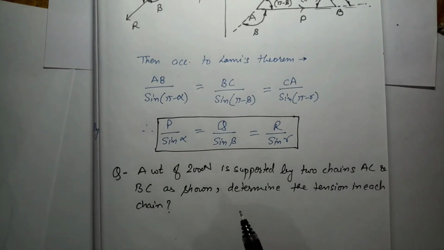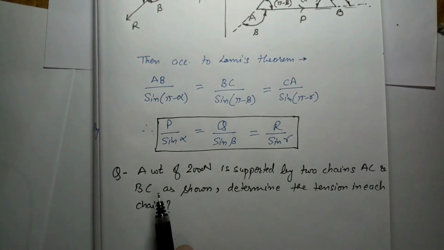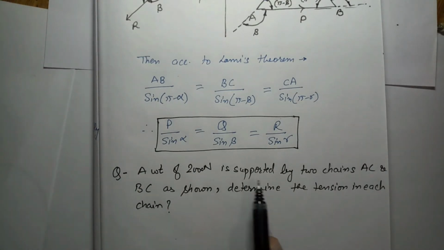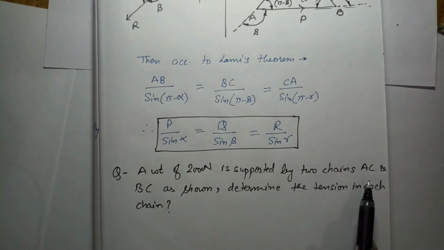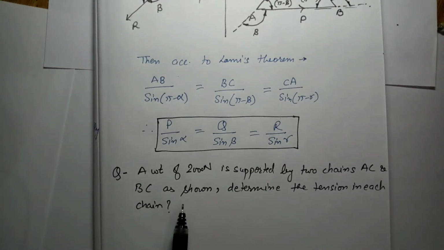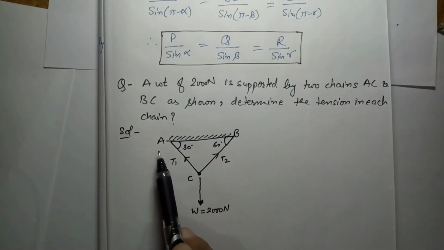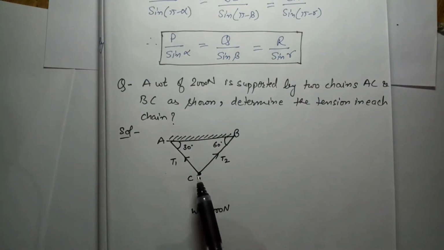Let's discuss one numerical problem on Lami's theorem just to get more clarity of the concept. Now the numerical says that a weight of 2000 Newton is supported by two chains AC and BC, as shown in the diagram. Determine the tension in each chain.